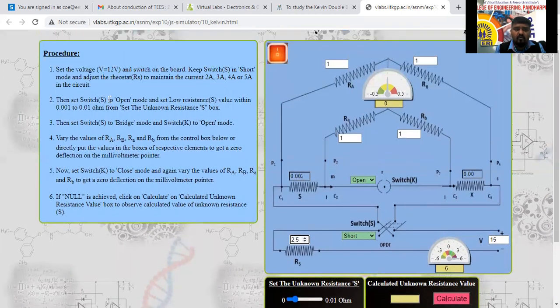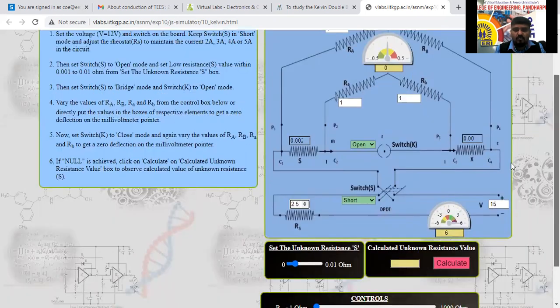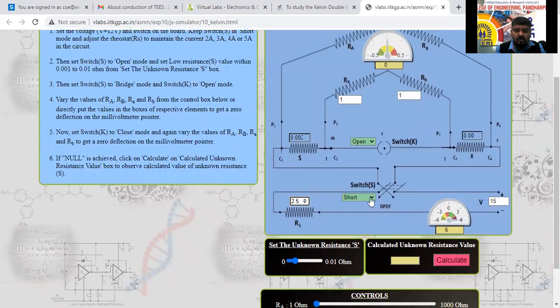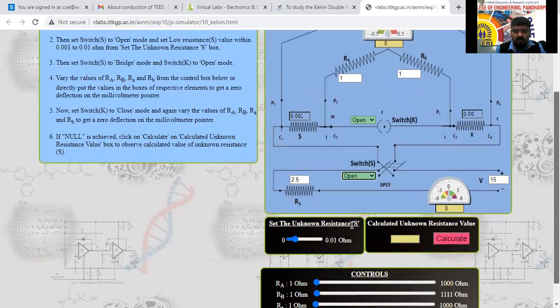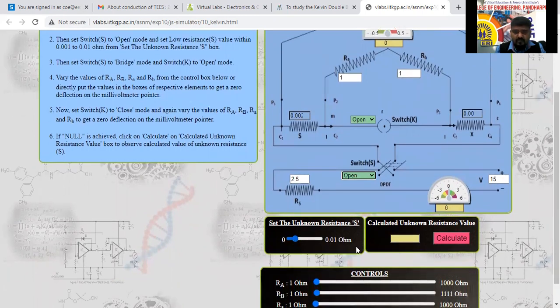So next, what we have to do: set current, we have set that one. Next, we have to make this switch open here now, and this K also, which was previously short, has to be open here now. Keep this one in the open mode. Then I will set this one as 0.01. See here, 0.01 is there.